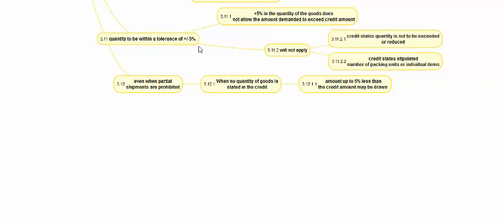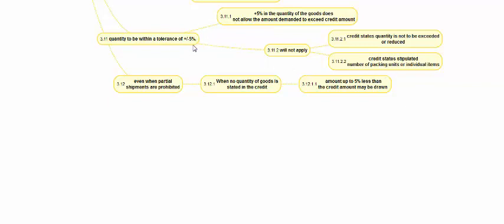This tolerance of plus or minus 5% on the quantity will not apply when the credit states the quantity should not be reduced or curtailed or exceeded or whatever. If the credit is very strict about the quantity, this tolerance of plus or minus 5% does not apply.